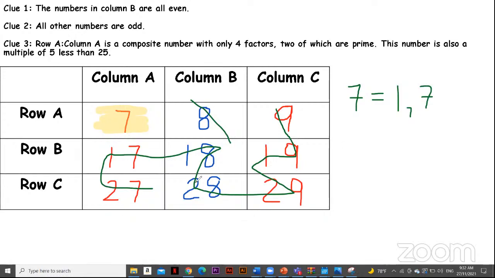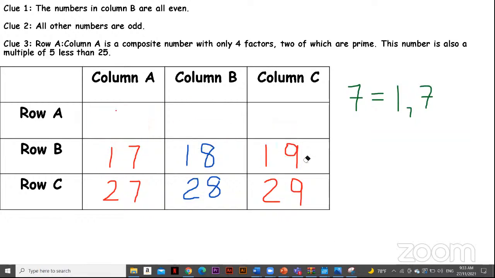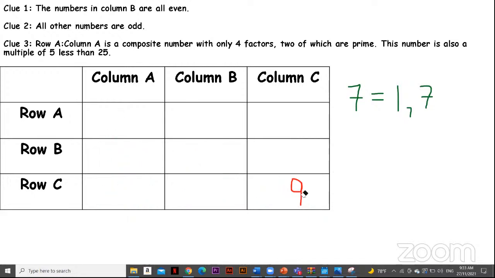All right, so let us now look at what the right number could be. Now it says that row A, column A is a composite number which has only 4 factors, and 2 of those factors are prime. Now what I'm going to do here, I'm going to erase this because at the end of the day, what we have done here is some practice so that we know the type of numbers and the examples of numbers that we will need.